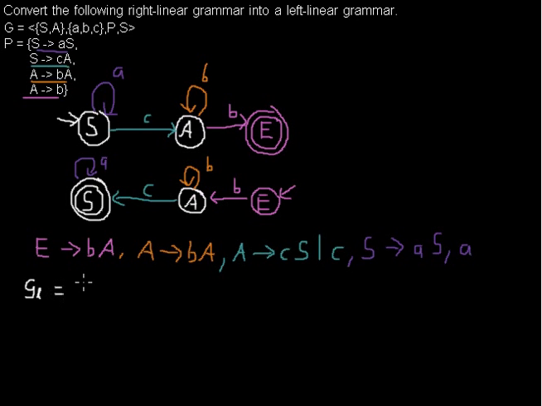And our new grammar will consist of those non-terminal symbols, so A, S, and E. And the terminal symbols will be the same as in our old grammar, so we have A, B, and C. We will have a new set of production rules, which I could name P_L or something. And we have our new start symbol, which is E.